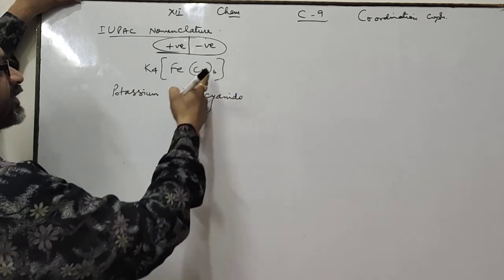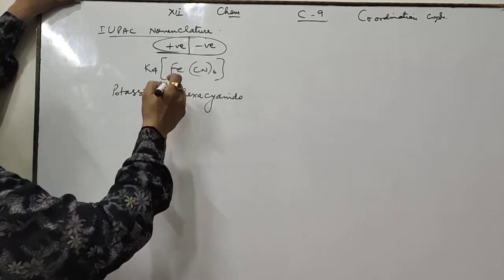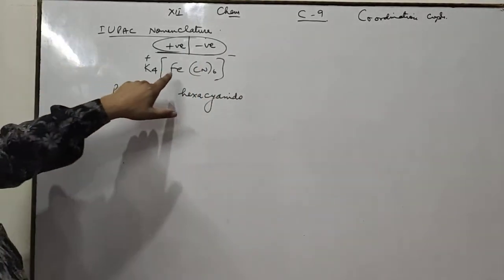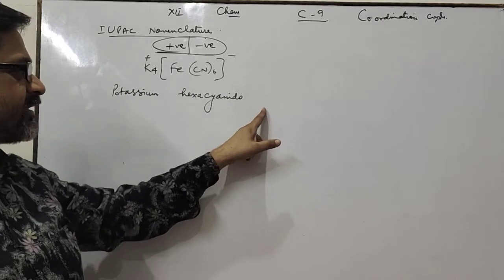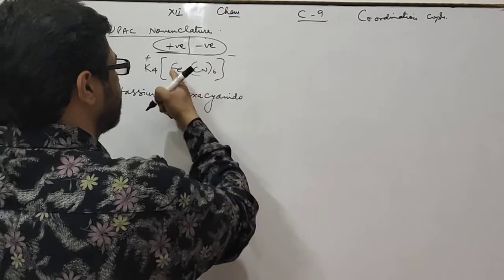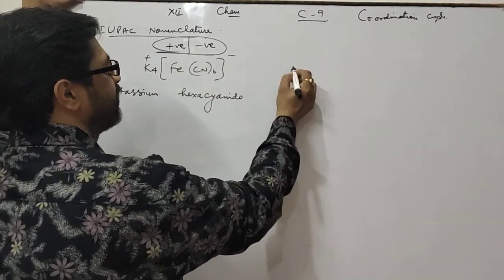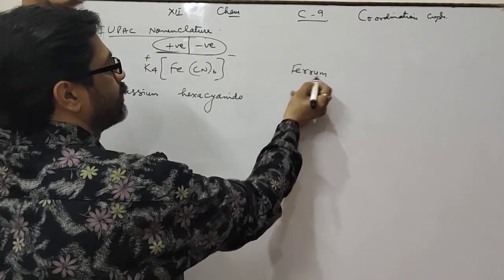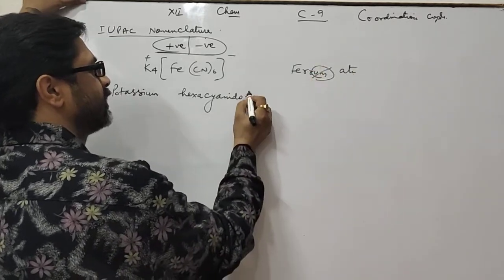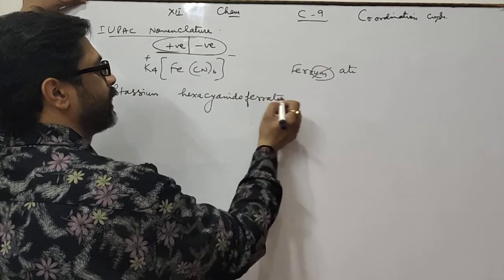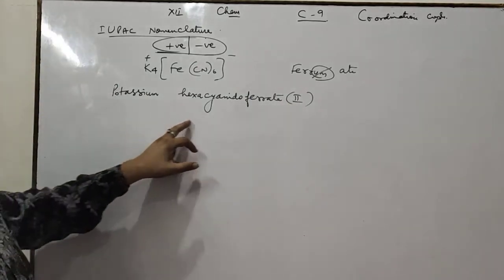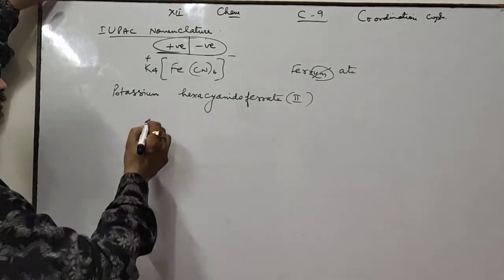cyanido for CN, hexacyanido. If the coordination entity is negative, then the central metal atom is written in its Latin name. And the Latin name of iron is ferrum. It gets modified by replacing the -um with -ate, means its name will be ferrate, and then the oxidation number will be written, which is II. Potassium hexacyanidoferrate(II).